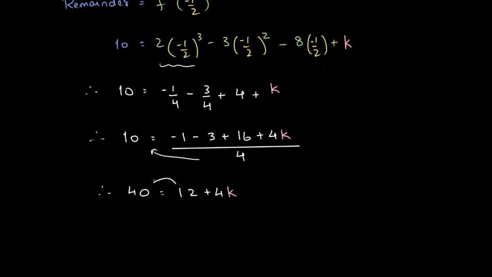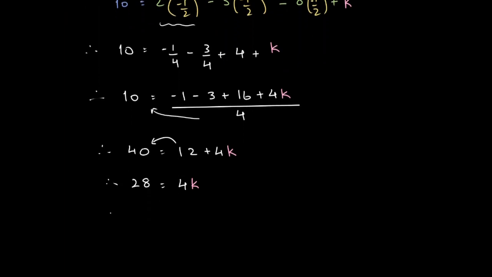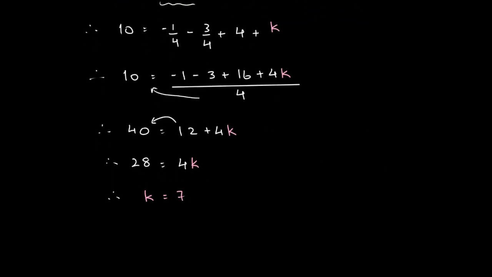Okay, now final few steps. Take the plus 12 to the other side. So therefore I can say 40 minus 12, which is 28, is equal to 4k. And my final step, so if 28 is equal to 4k, the final answer is already over here. Therefore I can say k is equal to 7, right? 28 upon 4. Okay, so that basically means 7 must be added.